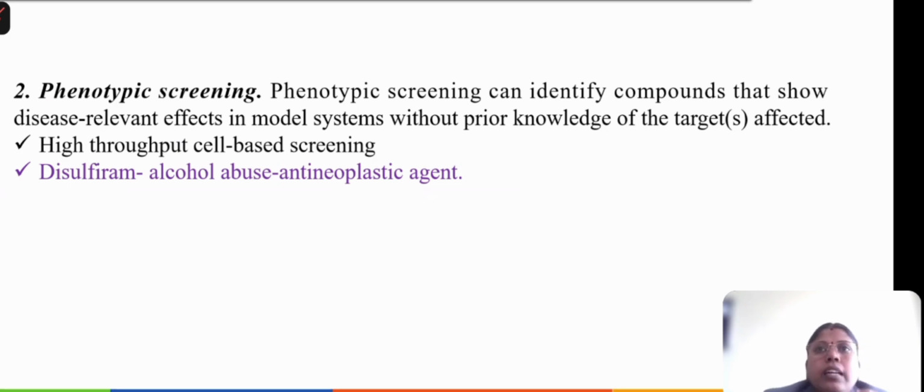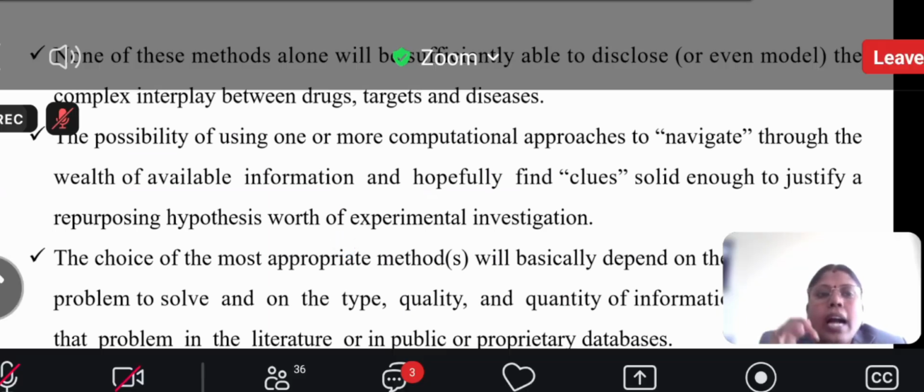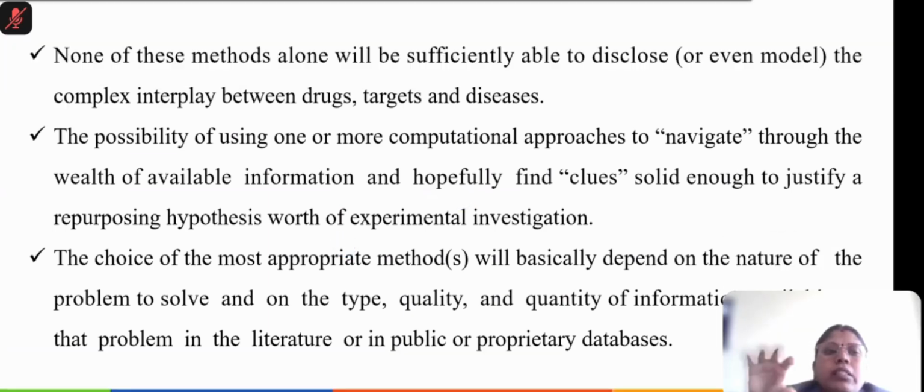Okay, so these are the different drug repurposing approaches. Here my view is that none of these methods alone will be sufficient to disclose the complex interplay between drugs, targets and disease. You have to integrate two or three computational tools. Okay, one such case study I am going to explain to you. Of course, all the computational studies have to be validated with real-time experiments and experimental techniques.